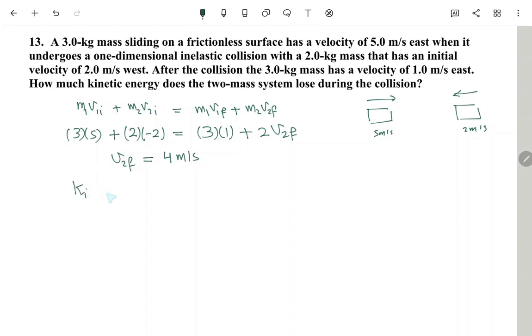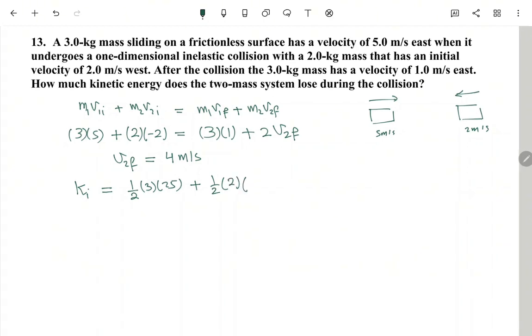The initial kinetic energy is equal to half m for the first one, which is 3, and v squared, which is 5 squared, so 25, plus half m for the second object, which is 2, times the speed for the second object, 2 squared, which is 4. In this case you will find K initial, the initial kinetic energy, is equal to 41.5 joules.